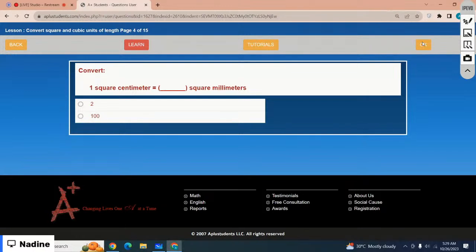1 square centimeter equals how many square millimeters? The correct option is 100 square millimeters.